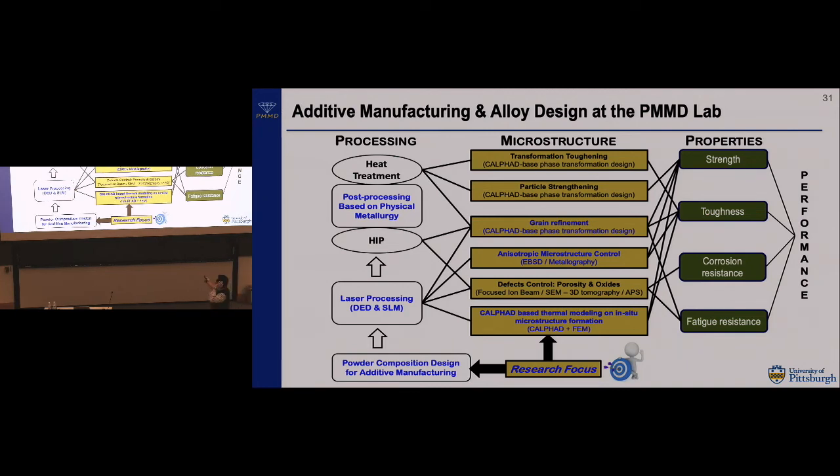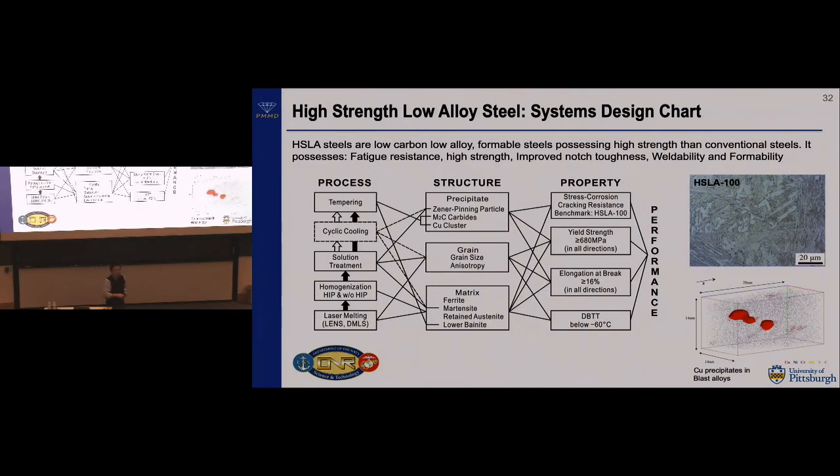So in additive manufacturing and alloy design at our lab, we actually identify all the microstructure properties we need. For example, transformation toughening, particle strengthening, and all the things identified are linked more or less with the CALPHAD approach. Okay, so that is the focus right now that we are trying to do. And this is one example where we are developing the high-strength low-alloy steel, which is very often used in Navy.